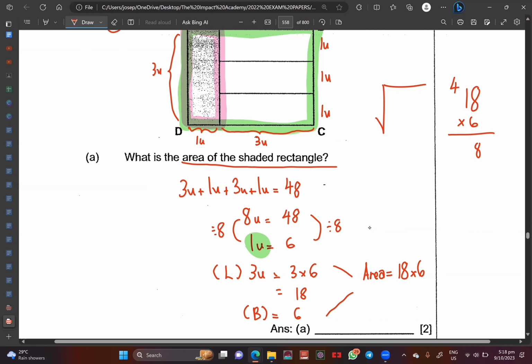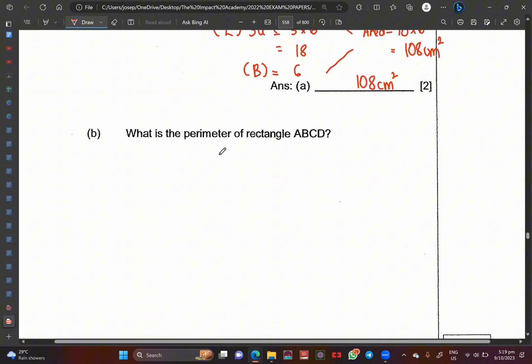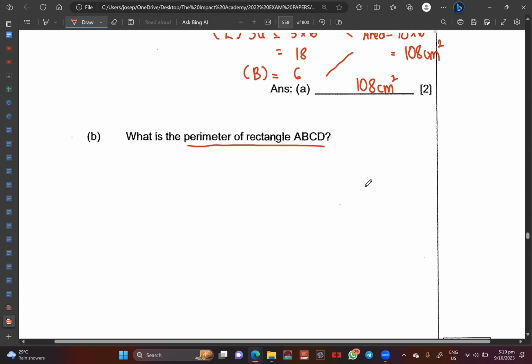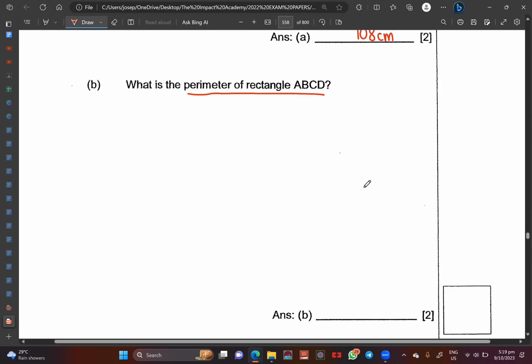6 times 1, 6 plus 4. Wow, we are all losing our voice. I'm also losing my voice today. 108 centimeters square. Am I making sense here? And tada, 2 marks in my pocket. It says, what is the perimeter of rectangle ABCD? Can you tell me?